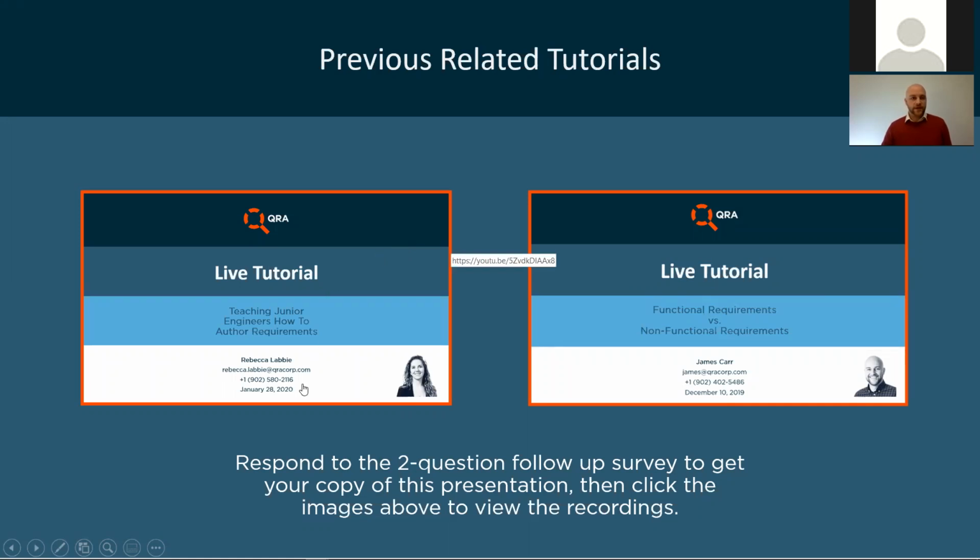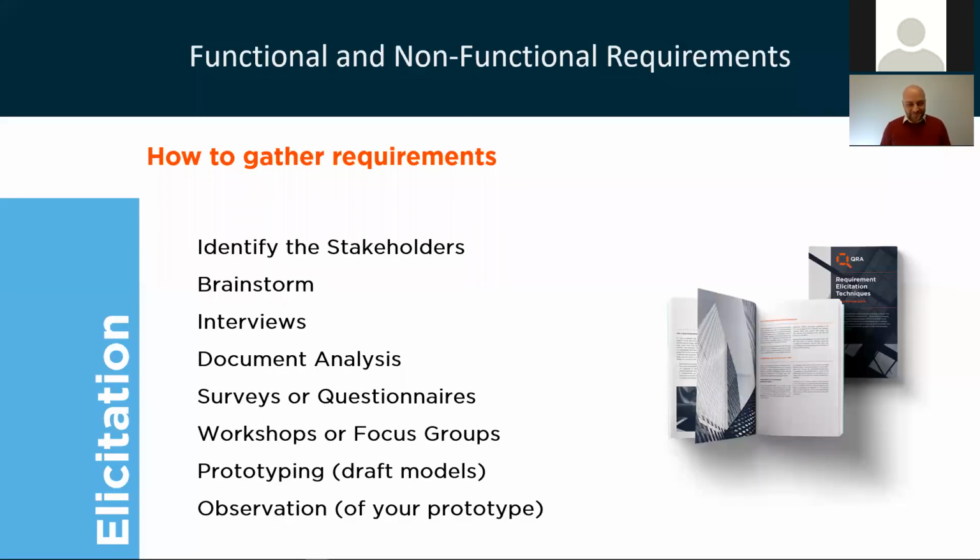So links to Rebecca's webinar from last month on teaching junior engineers how to author requirements, and the one before that I hosted on functional versus non-functional requirements. I talked about French fries and money and systems and in and out. It got a little weird, but we got good feedback on it. So hopefully everyone there enjoyed that. We didn't do it on purpose, but it is sort of working out to be a series.